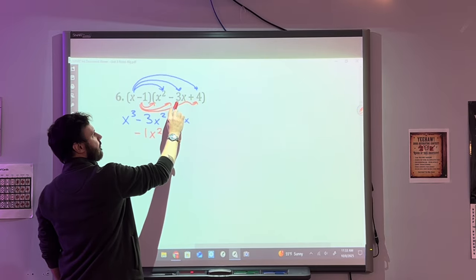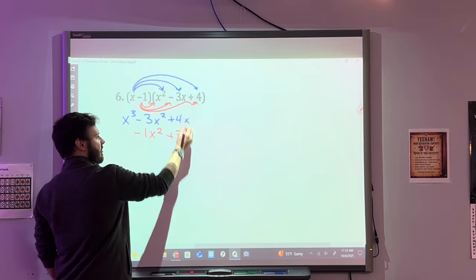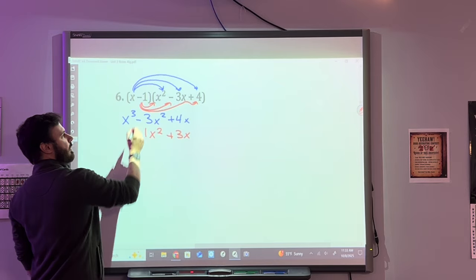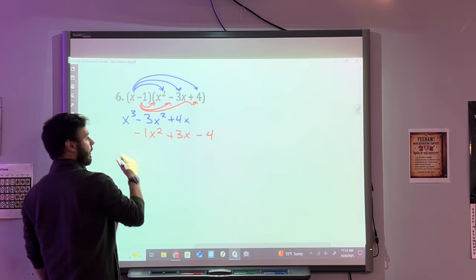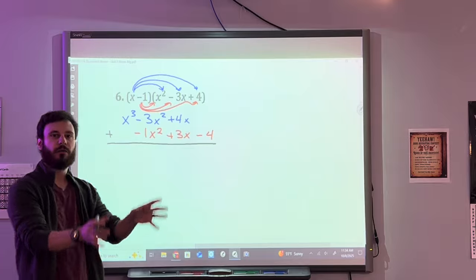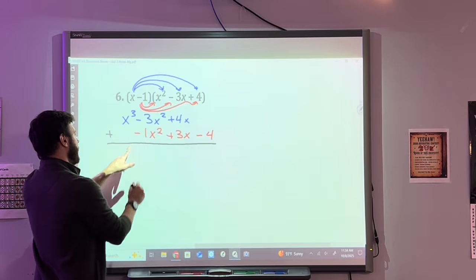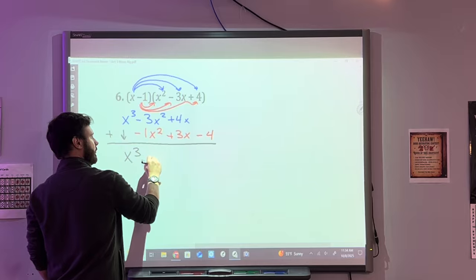-1 times -3x is positive 3x. So I'm gonna put that under the x column that I have going. And then -1 times positive 4 is -4. Now when I go to combine my like terms, I have nice neat rows and I can keep everything. I'm gonna see that the x cubed is the only type of x cubed, so it drops down.